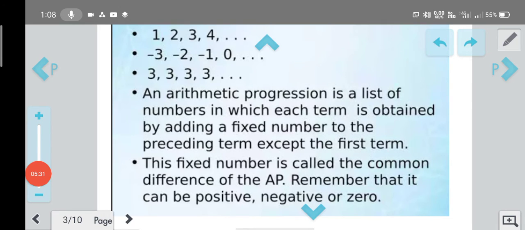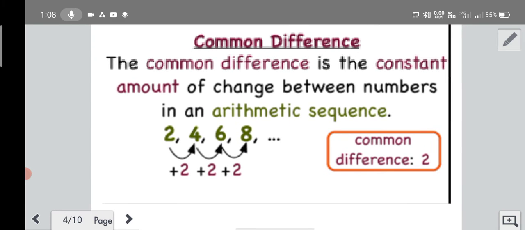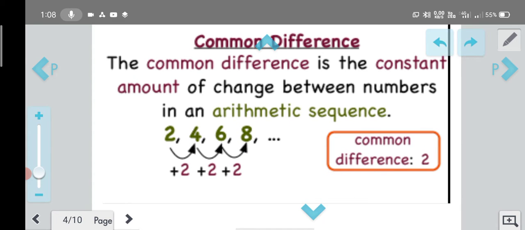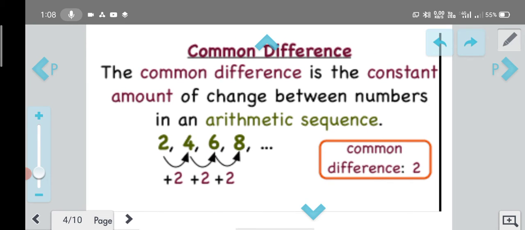Now see the general form of this arithmetic progression. Before the general form, we will discuss the common difference. What is the common difference in an arithmetic progression? The common difference is the constant amount of change between numbers in an arithmetic sequence. 2, 4, 6, 8 and so on. This is the sequence.